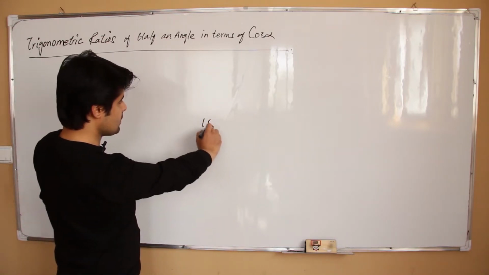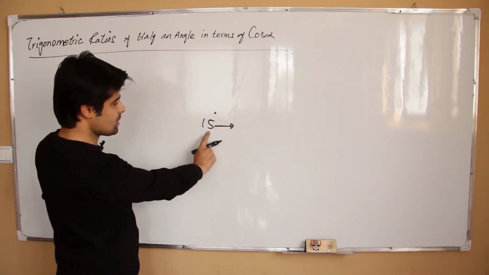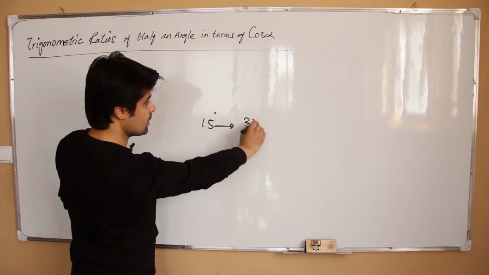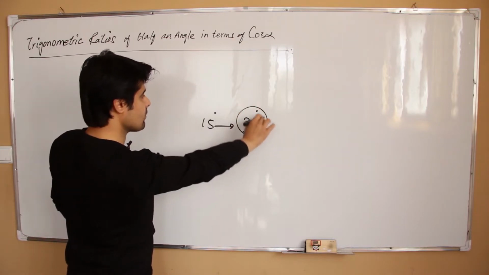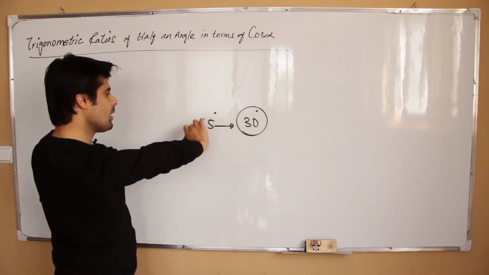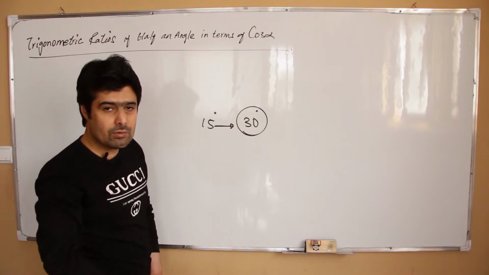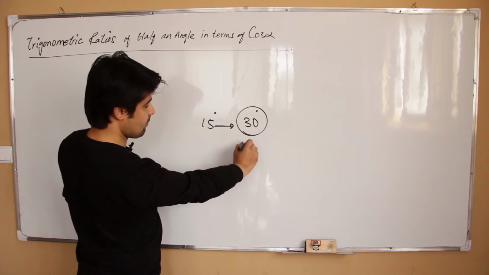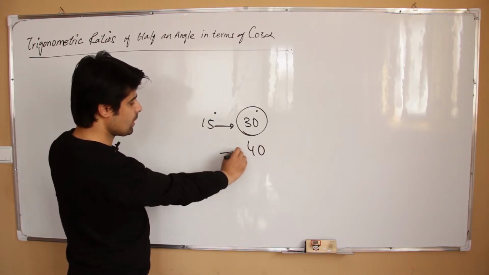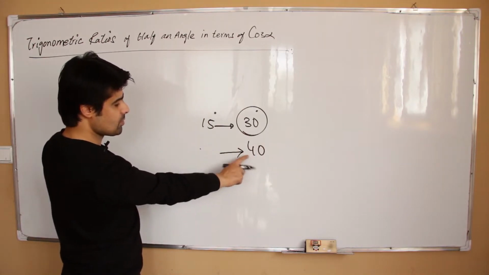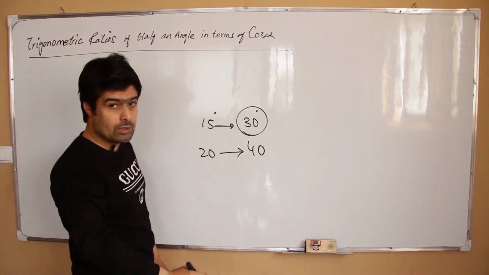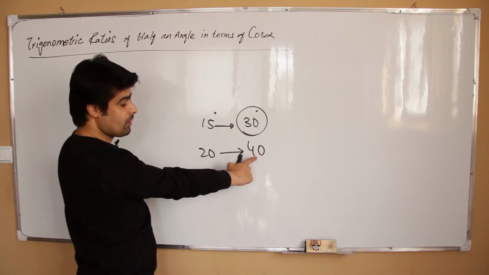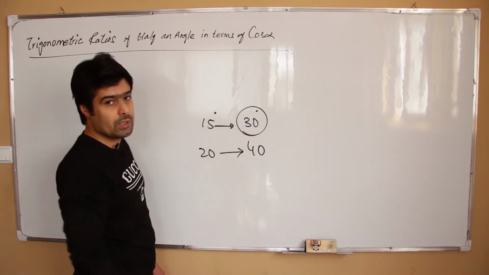For example, 15 degrees. If this one is half, the double form for this one is 30. What do I mean? If we have 30 degrees, how can we define 15? If we have, for example, 40, what's the half of this one? 20. If the trigonometric ratios of 40 degrees are given, how can we define 20 degrees?